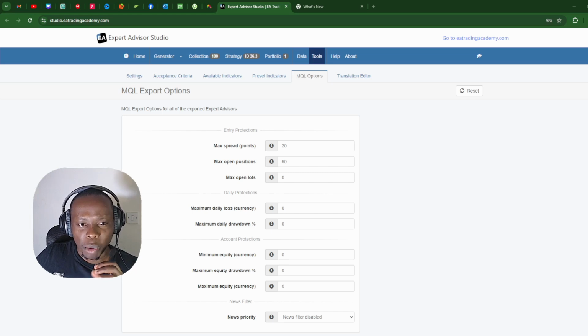Anybody who is selling you a robot, ask them all these questions. How many maximum trades? What are the lot sizes? What is the time frame it's using? Is it using daily time frame? Is it using M5, M15, M30? Is it using weekly? Ladies and gentlemen, ask all these questions because I've come to learn.